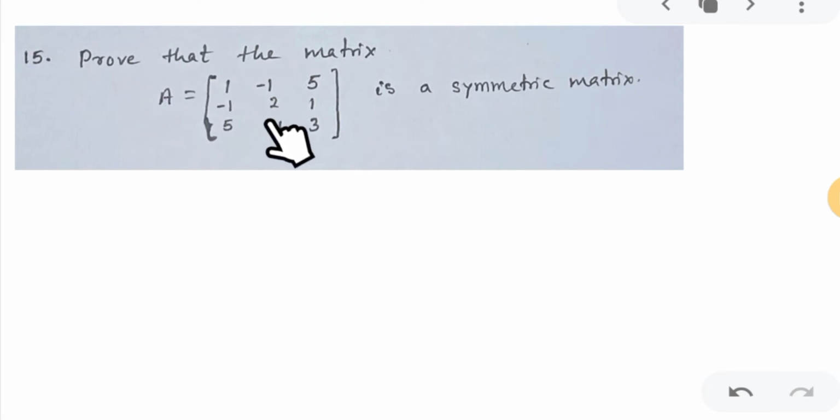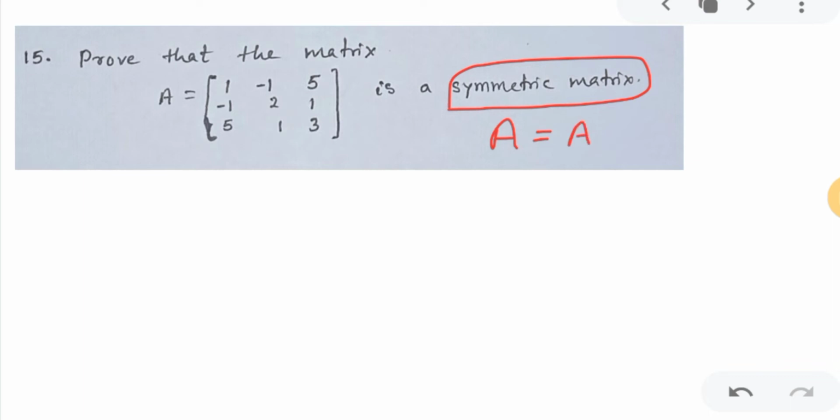Prove that the matrix is a symmetric matrix. The symmetric matrix concept I discussed in previous videos also, in the 1-mark video, correct? A matrix A is called symmetric if A is equal to A transpose, or A transpose is equal to A. The transpose symbol is T also, or you can write it like this also, correct? So if A transpose is equal to A, then I will say the matrix is a symmetric matrix, correct? So we have to prove that the matrix is symmetric.